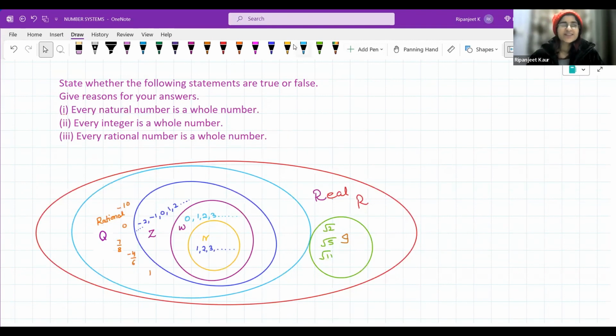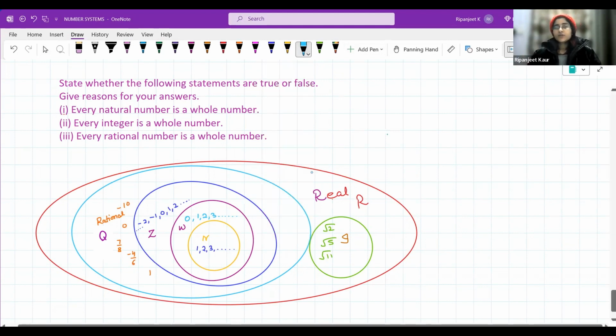Magically appeared, right? Okay, so every natural number is a whole number. What do you think? Well, natural numbers are 1, 2, 3. Whole numbers are 0, 1, 2, 3. So in the whole numbers, is this little small yellow circle coming? Is it fully covering it? Yes. In 0, 1, 2, 3, all the 1, 2, 3s are covered. So it is a yes, true.